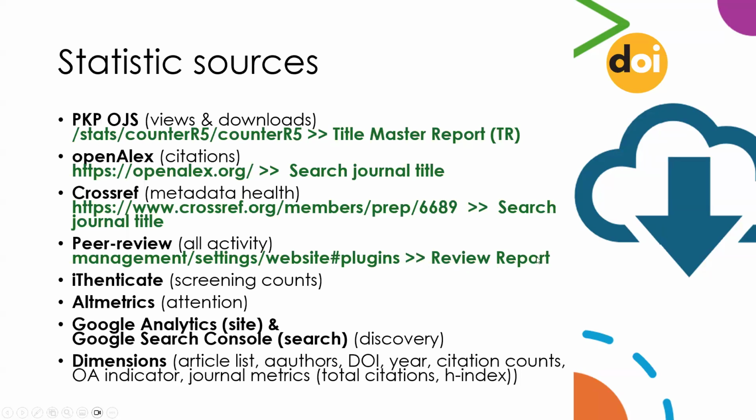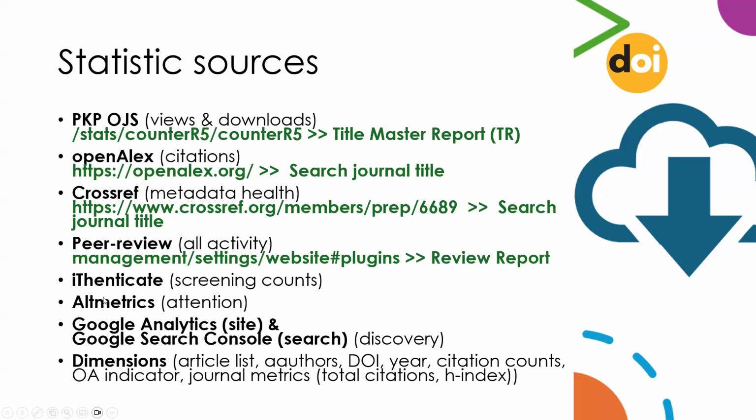It will just give you the all-time review report, and there's no errors in that report. The same with the Title Master report for OJS. So these are the only two OJS reports I recommend you use. If you use a plagiarism system, you might want to report how many manuscripts were screened, how many were rejected based on the percentage of plagiarism detected, and more.